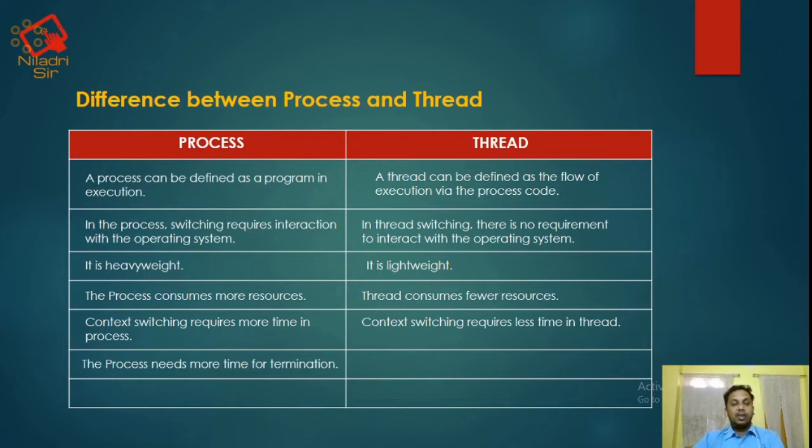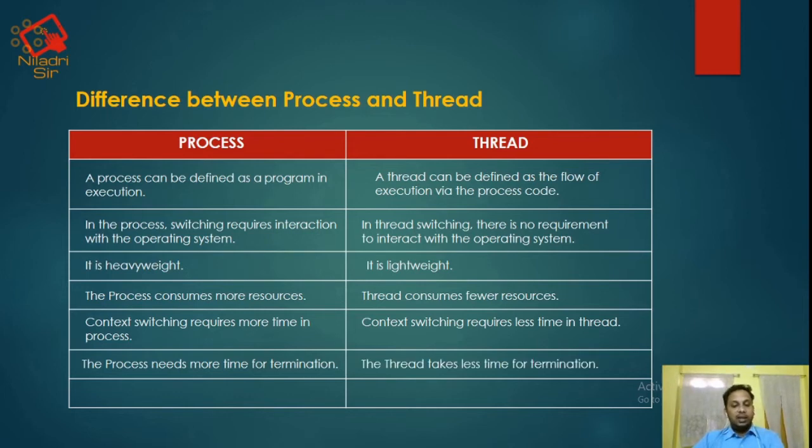What actually happens in a process? A process consists of many lightweight threads. So when a process needs more time than a thread, as you know that a process consists of many threads, at first all the threads have to complete their execution, so that we can say that the process has completed.